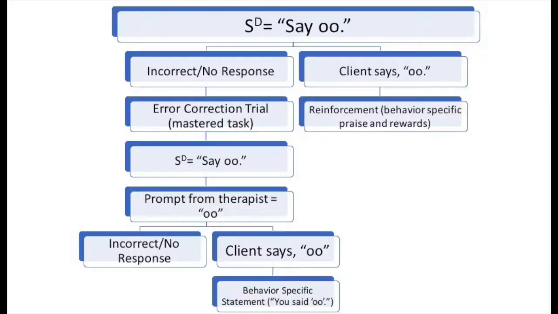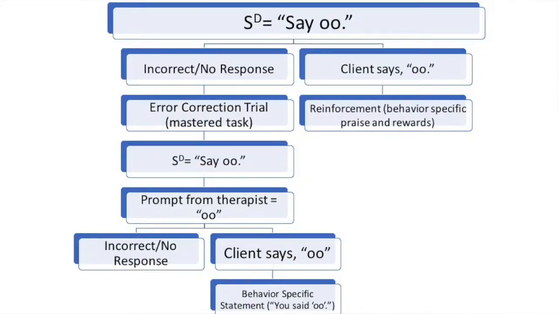In the event that it doesn't go correctly, then you've got the opposite choice that you have to make. So flowchart up here: SD, say ooh, response, ooh, by the client. Perfect, give them praise, give them reinforcement. The next thing is what happens if they don't say ooh, they say something else, bah, or they don't say anything. So you say ooh, nothing. What do you do? Then you run an error correction trial.